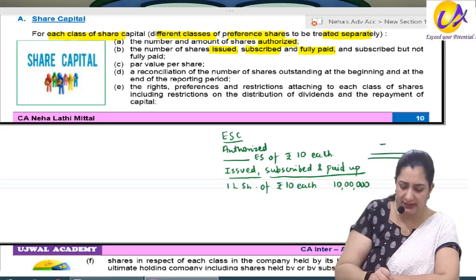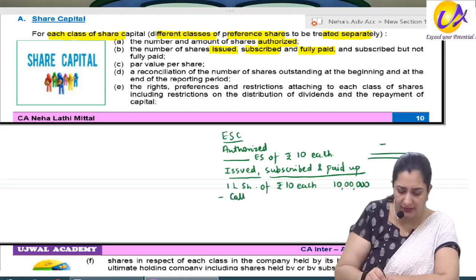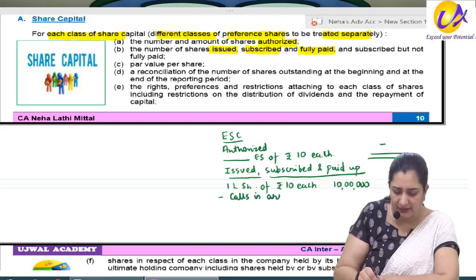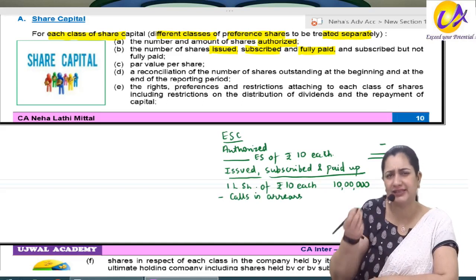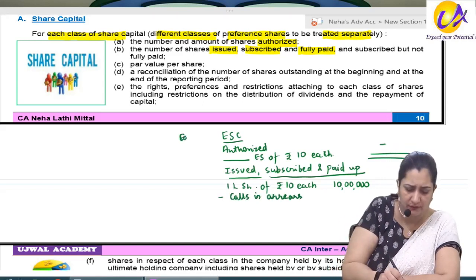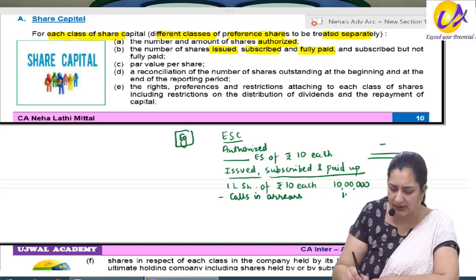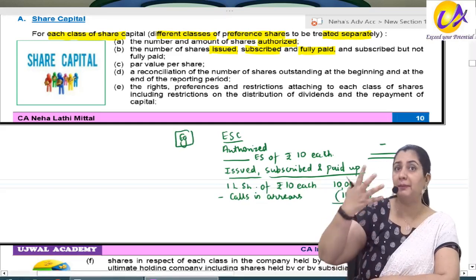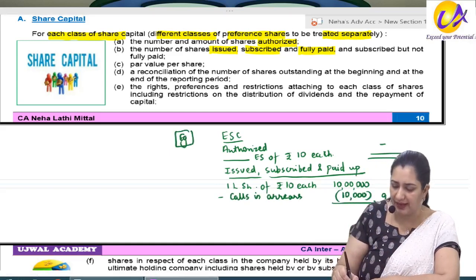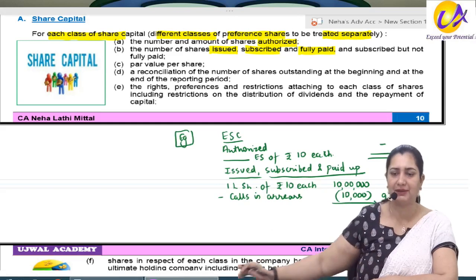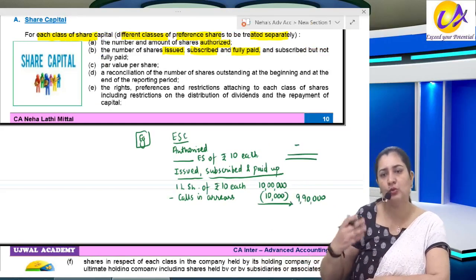So less, we can write here calls in arrears. Calls in arrears means which has not been paid. We have called but they haven't paid. For example, this is only an example we are showing. For example, 10,000 is in arrears. So we will write 10. So when I see, the called up capital is 10 lakh. Out of that, arrears is 10,000. So the remaining 9 lakh 90,000 becomes the paid up capital. This is how we show the things.